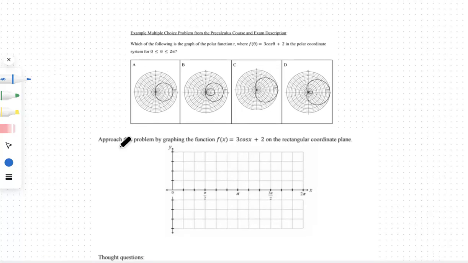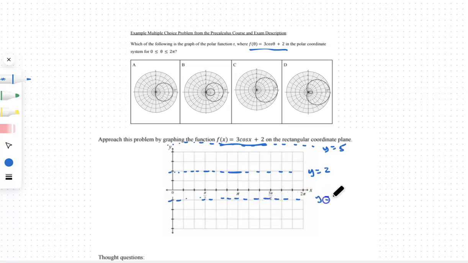So here's an example of the polar function r given by f of theta equals 3 cosine theta plus 2. And they want us to identify which graph matches. What I like to do is start by graphing this function on the xy plane. So I'm going to put in this y equals 2 here for my midline. And then I have a maximum up here at 5. And I'll have a minimum down here at -1.